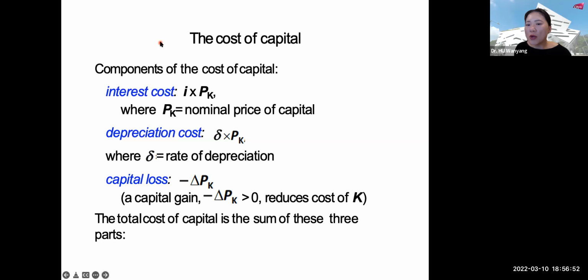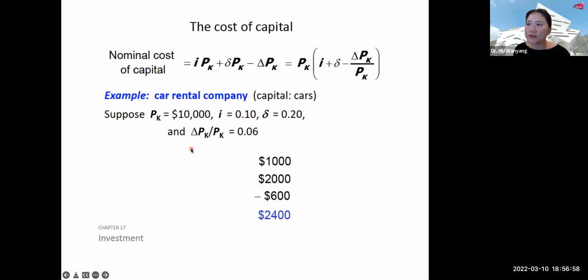So the total cost of the capital will be the summation. We sum them up to get the total cost of the capital. By the way, this is the nominal cost of the capital. We have the interest cost, where we use the interest rate to multiply the nominal price, and then we have the depreciation cost, and then we have the capital loss, which is a proportion of the nominal price. Then we do some mathematical manipulation, and we get this formula.